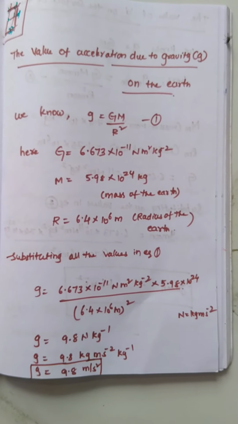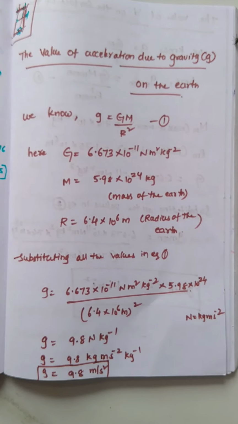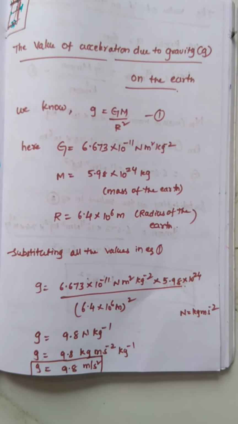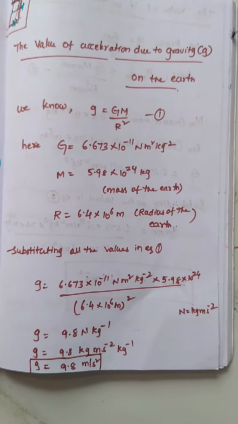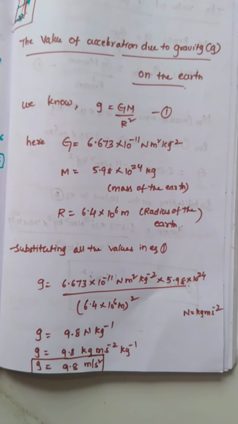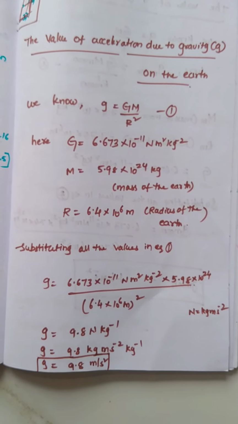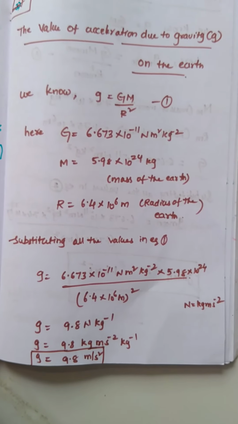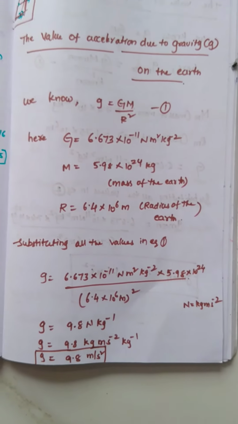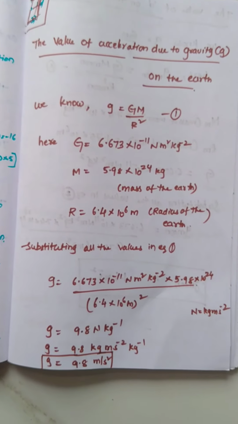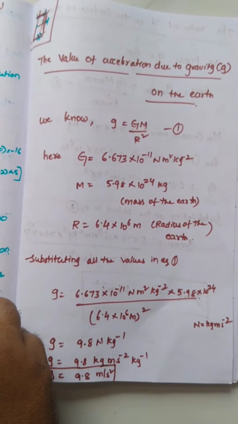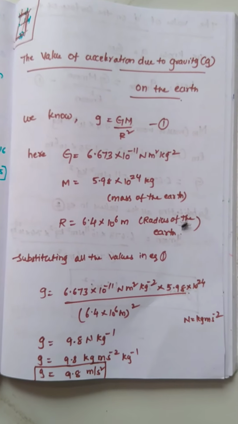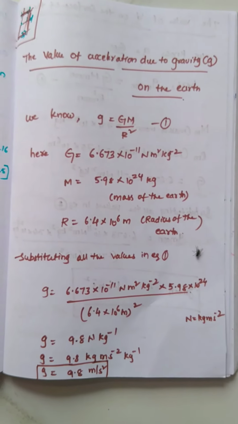Now today I am going to discuss the value of acceleration due to gravity on the earth. We know very well that we simply take it as 9.8 meter per second square, and today we will see how we can derive that. Then we will see the value of acceleration due to gravity on the moon and on the sun. I am going to discuss different key points today, dear students. Whatever I discuss today is very important for higher classes also, so just focus on today's class.